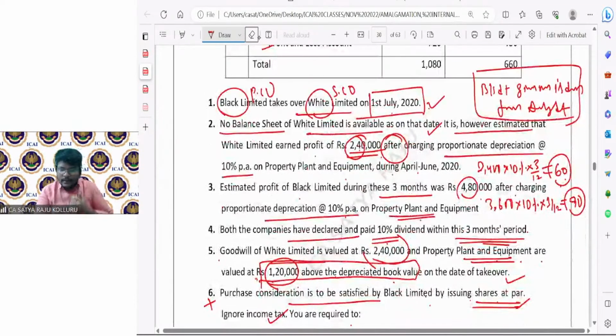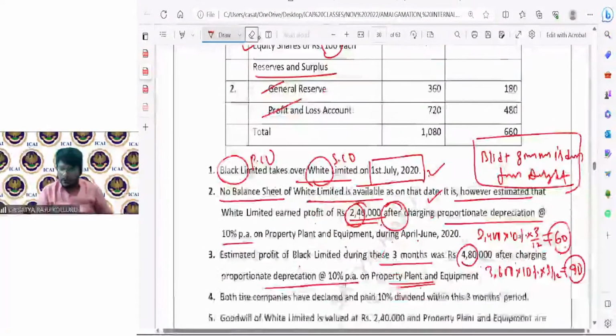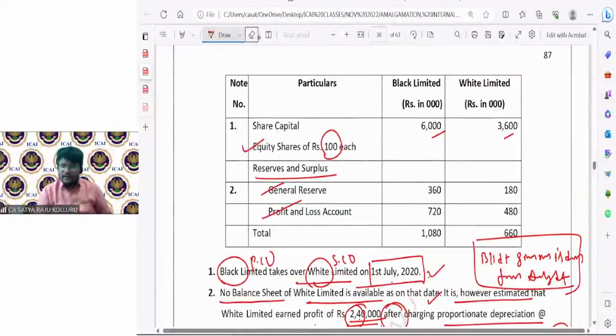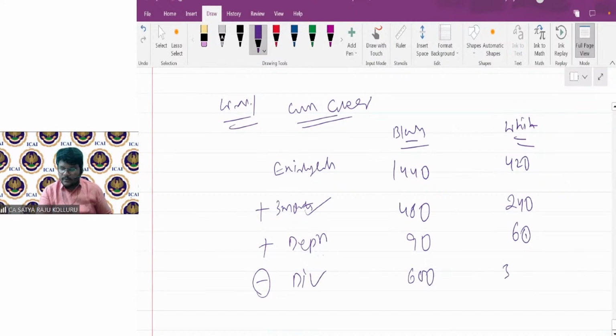Next, both the companies have declared and paid 10% dividend within this 3 months period. So dividend payout means cash balance will decrease. Let's work out the dividend. How much percentage? 10%. So here 10% means 6,000 into 10%, 600. Here 360. So dividend minus 600, minus 360.